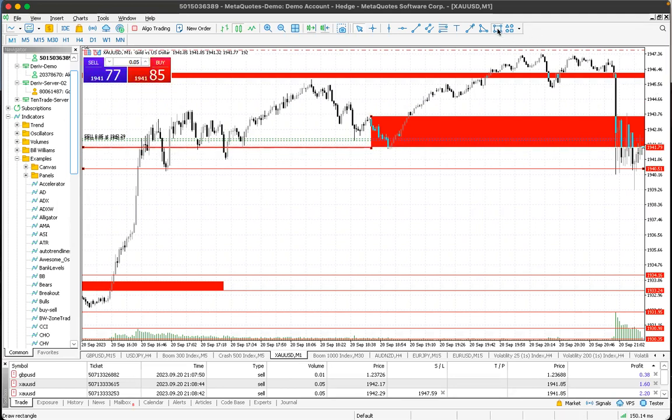So it might be coming here to this other block and this other block here, to fill this gap before coming to fill this gap. You understand? Trading is all about psychology.